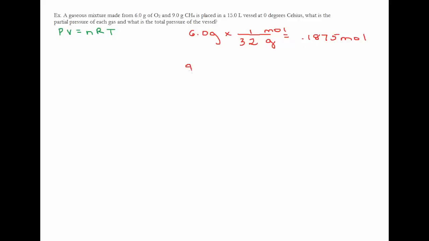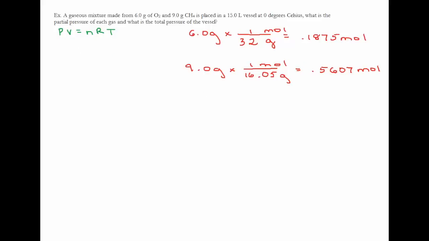And then I'm going to have 9.0 grams. And this is of methane, and the molar mass of methane is about 16.05 grams. And so the number of moles here would be 0.5607 moles. Okay, so if you want to, you can just take each of these, plug them into PV equals nRT, your ideal gas law equation, and then calculate the pressure for each of them.